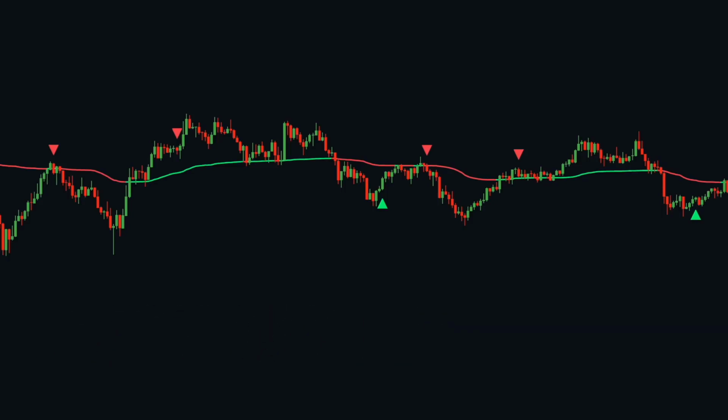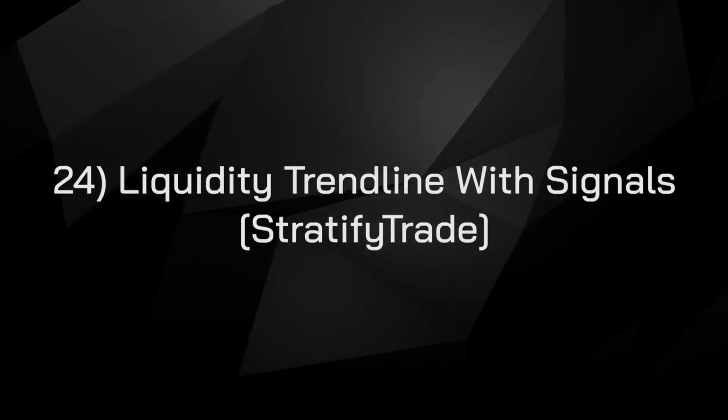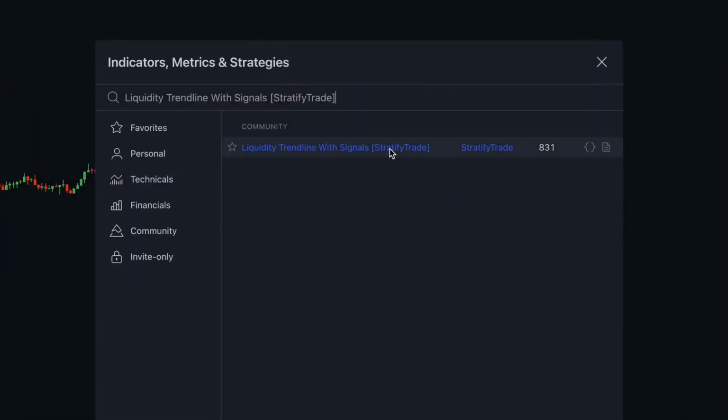Overall, a great tool to use as a first confirmation in your strategy. Try it out. The 24th indicator on our list is called the Liquidity Trend Line, with signals by Stratify Trade.